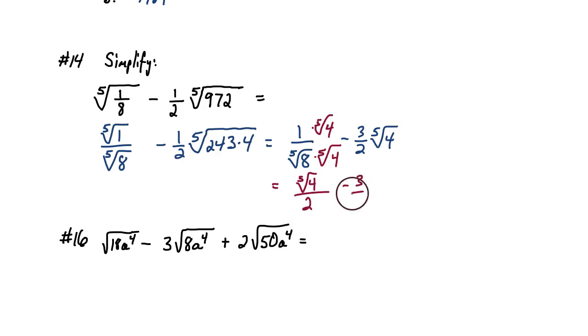And then let's copy this other piece down. Notice that these are like terms. They both have the fifth root of 4. So we can combine them. 1/2 minus 3/2 is negative 2/2. And negative 2/2 is the same thing as negative 1 times the fifth root of 4. Or you might simply say negative fifth root of 4. This is as much simplifying as we can do.